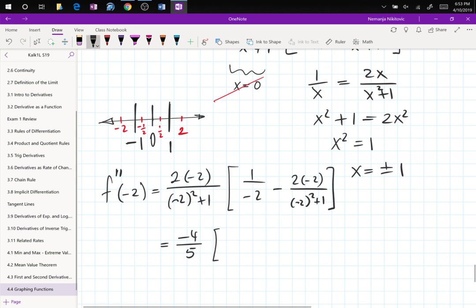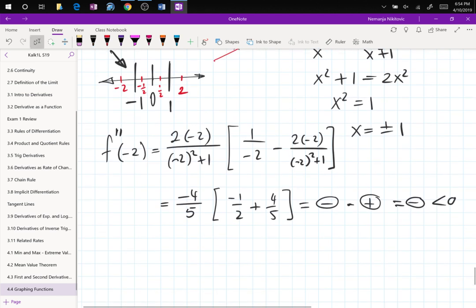In parentheses, I have negative 1/2. Minus and minus will give me plus 4 over 5. What's bigger, 4 over 5 or half? 4 over 5 is bigger. Negative times positive is negative. So less than 0. So decreasing here.